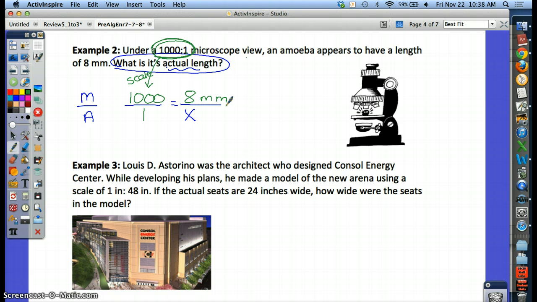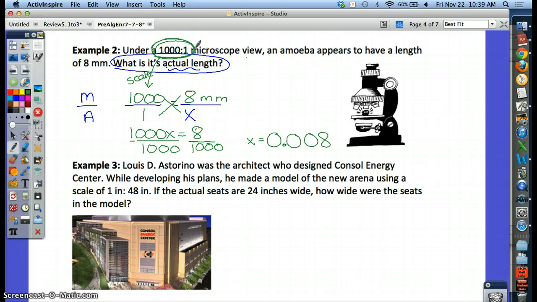Solve it just like you did with the other proportions. Cross multiply. 1,000 times x is equal to 8 times 1. And then divide to get x isolated and by itself. We can reduce this fraction, or we can use our calculator to get a decimal, or you can really just read it. 8 1,000ths, that's going to look like tenths, hundredths, thousandths. It's going to look like this. And don't forget your units. Since there were no units here on the scale, they're the same units, which means your units down on the bottom will be the same as its top. So it's millimeters.